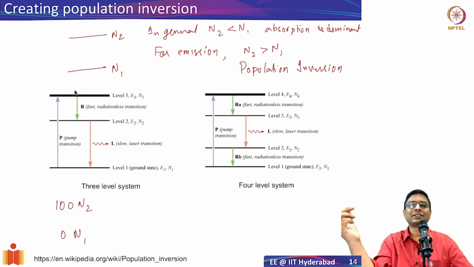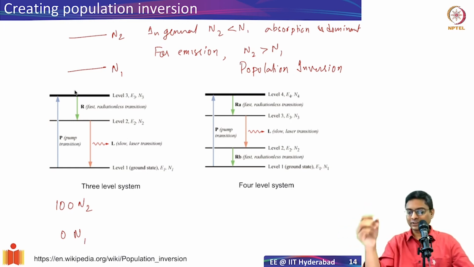So to create lasing, scientists use what are known as 3-level and 4-level systems. Typically what happens in this case is, instead of just talking about two levels, you have an additional level. For example, here there's a ground state, level 1, there's a next level 2, and then level 3, okay?